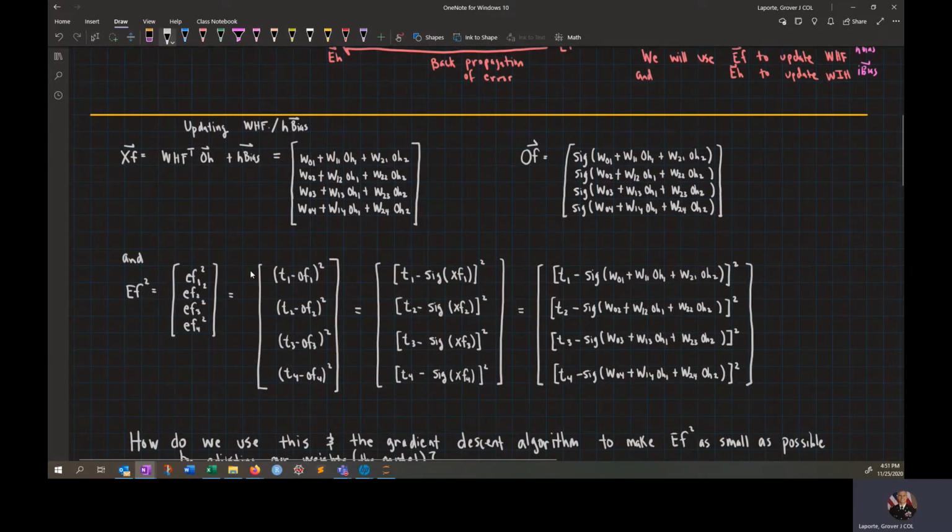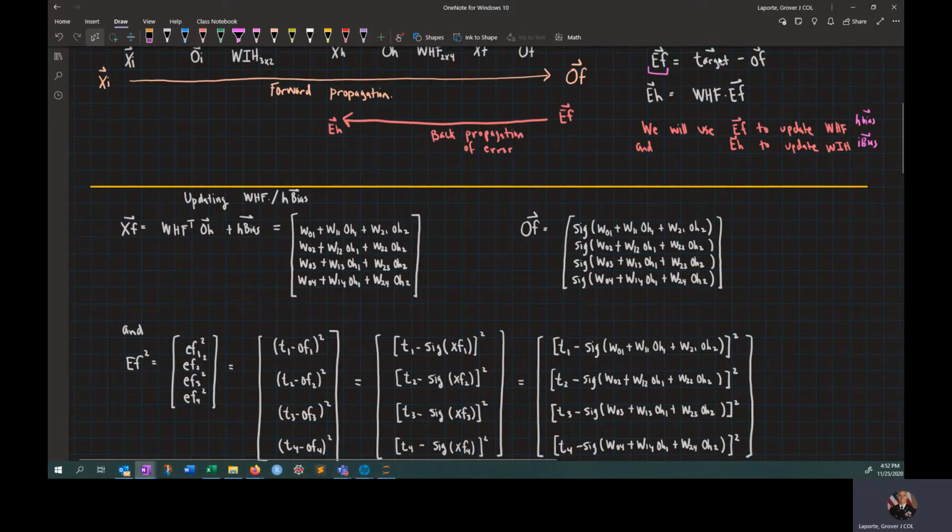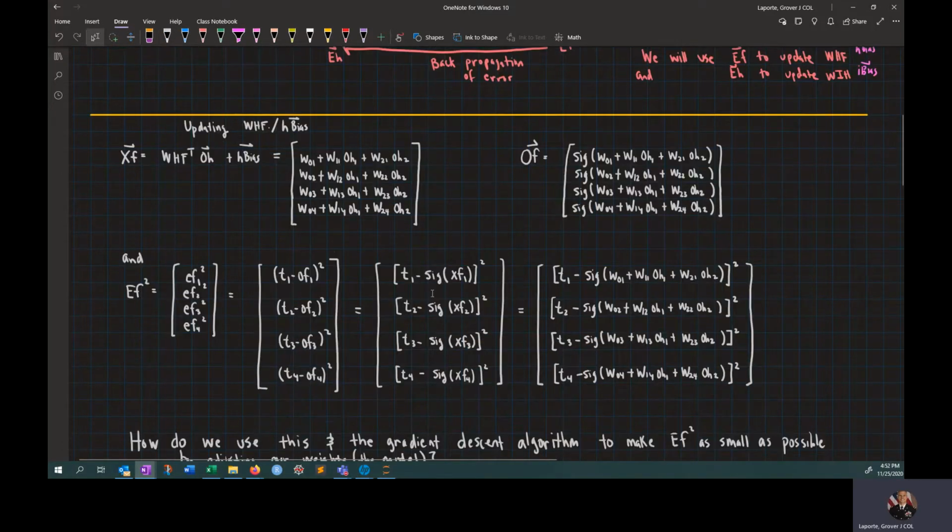And then the next question is, well, what is EF squared? I'm going to use this because I know that EF squared is the square of each one of these components. EF1 squared is T1 minus OF1 squared, T2 minus OF2 squared. So you can see what happened: all I did was substitute in what EF actually is. It's just target minus OF, what's coming out of the model, quantity squared. And you do that all the way down for each component, however many output nodes you have. And now we substitute in this thing, this is OF1, this is OF2, this is OF3.